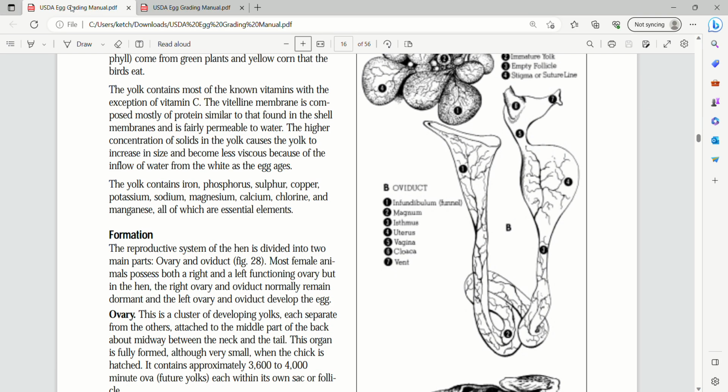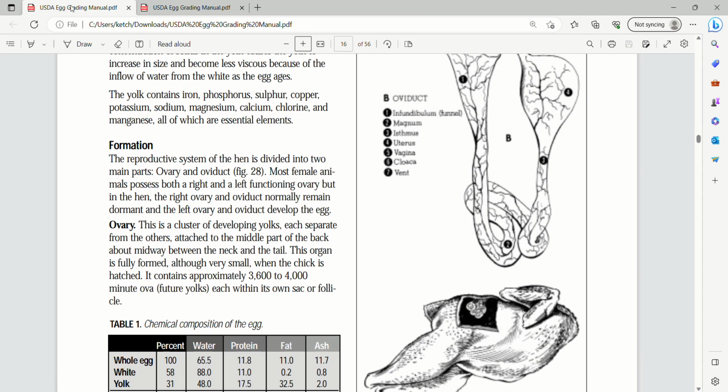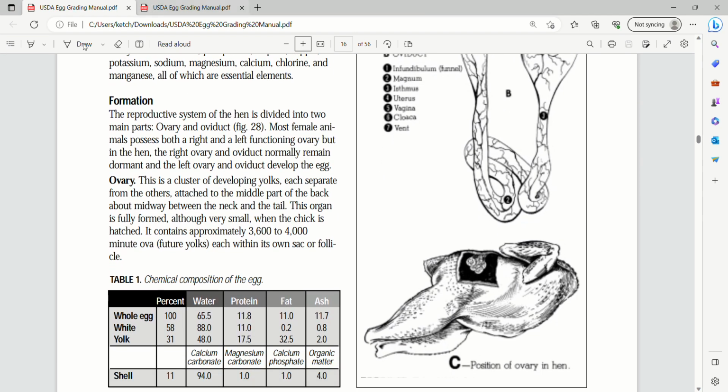Ovary. This is a cluster of developing yolks, each separate from the others, attached to the middle part of the back about midway between the neck and the tail.